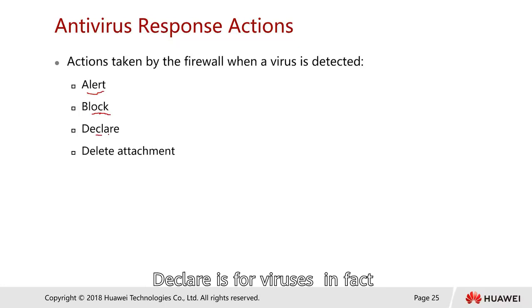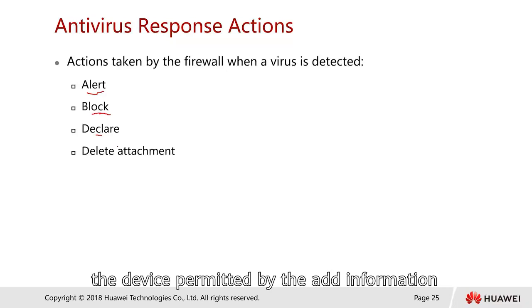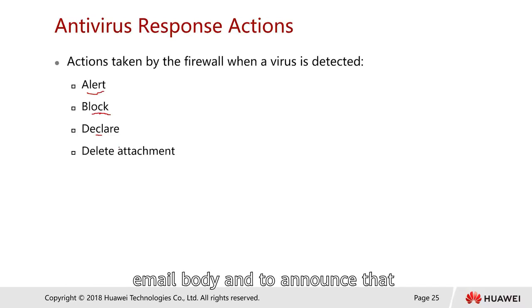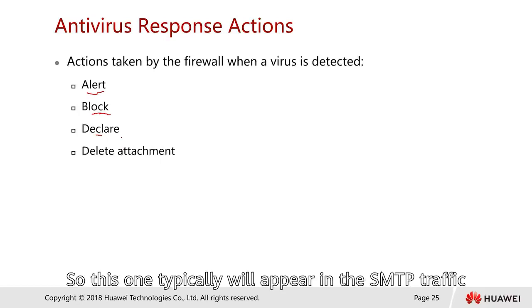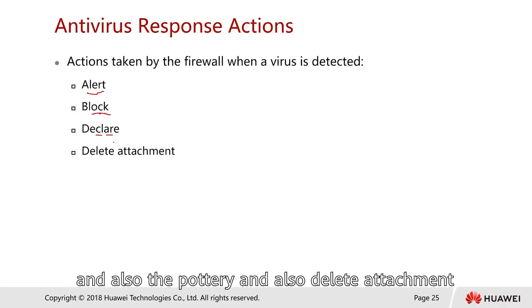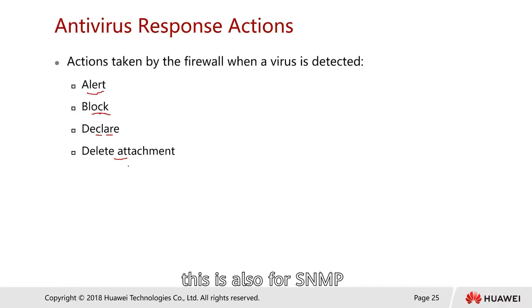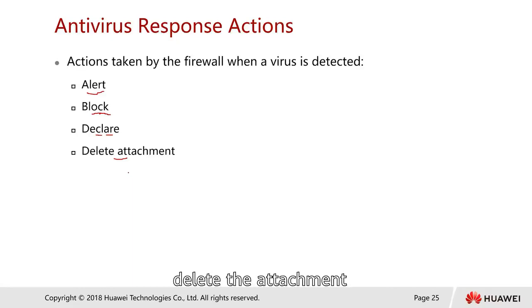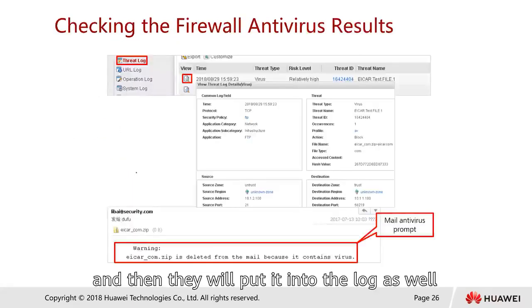Declare is for virus-infected email messages. The device permits it, but it adds information into the email body to announce that this was detected with viruses, and it generates messages. This typically appears in SMTP traffic and also POP3. And also delete attachment, which is also for sending and receiving email. They will delete the attachment and put it into the log as well.